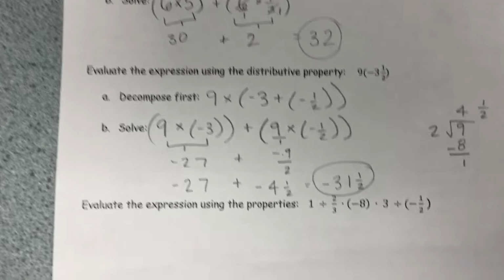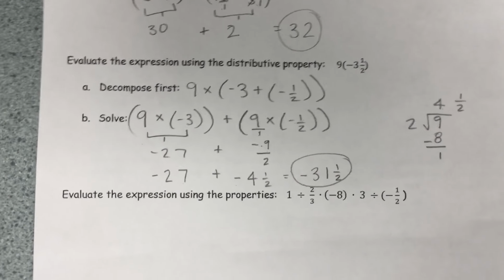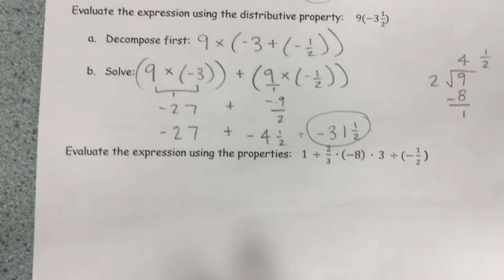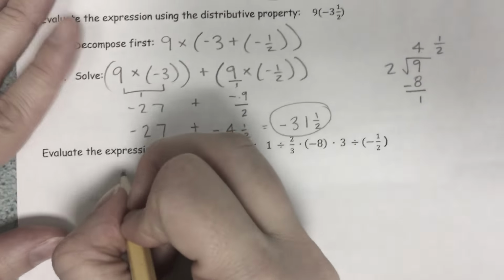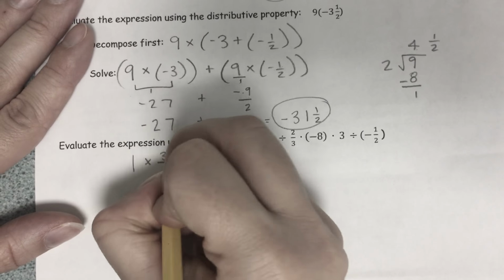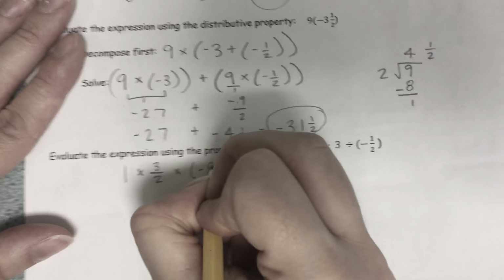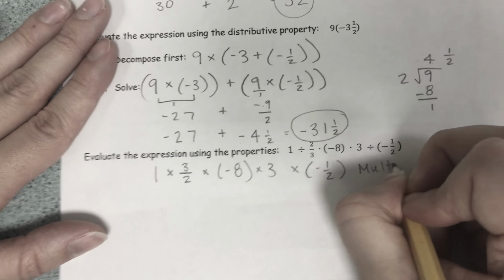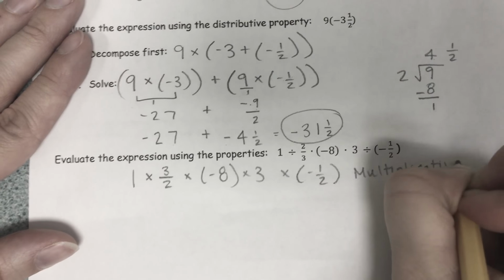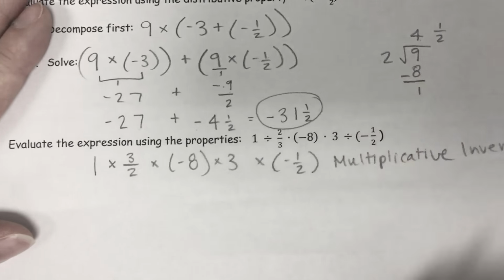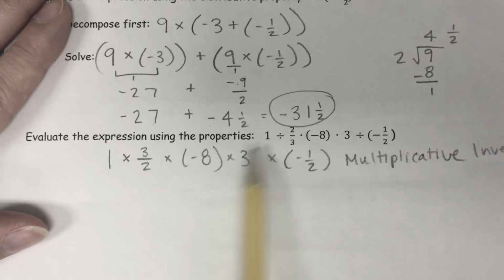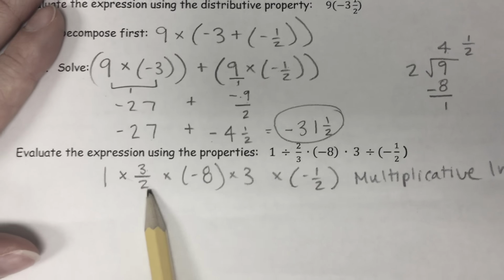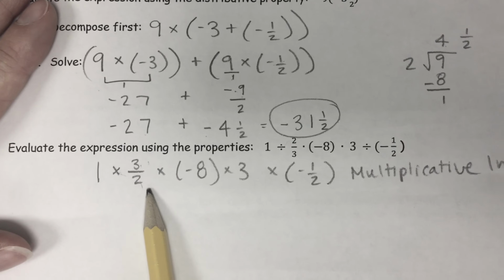Okay. We have one final expression to evaluate. All right, and we're going to use the properties. So the first thing we always do is our multiplicative inverse. So what I did was I multiplied right here by 3 over 2 because the inverse of 2/3 is 3 over 2. Took the division, instead multiplied by the inverse.